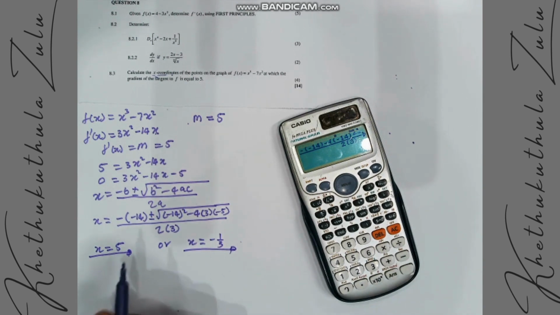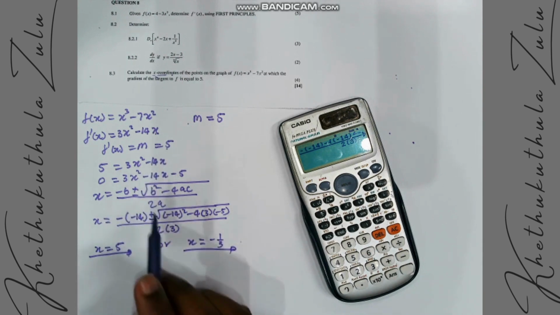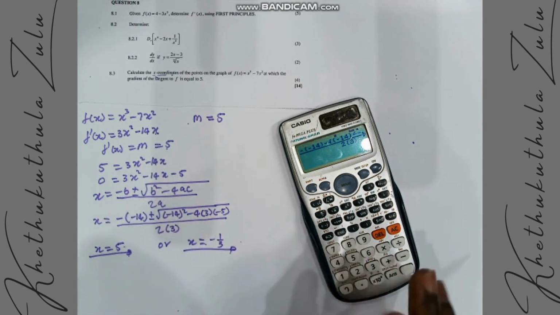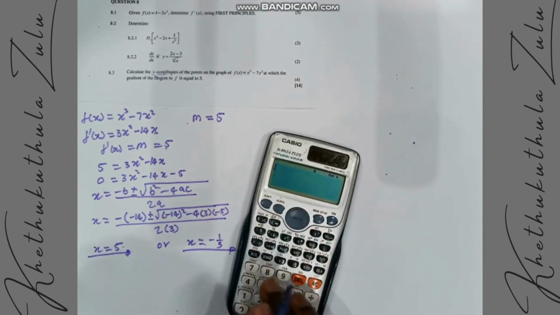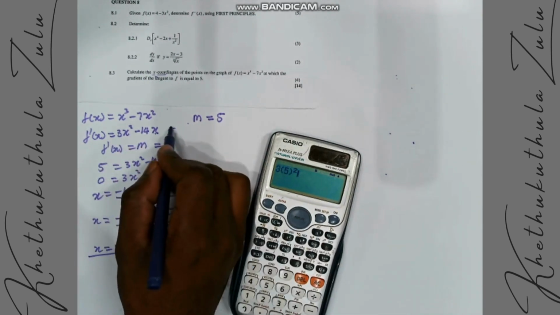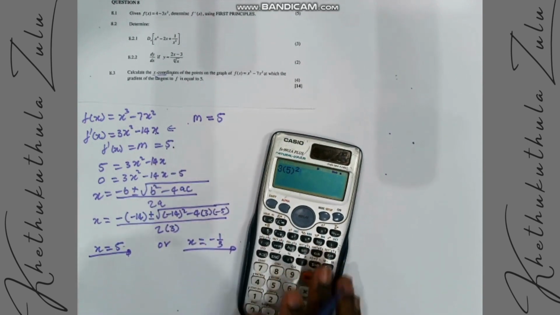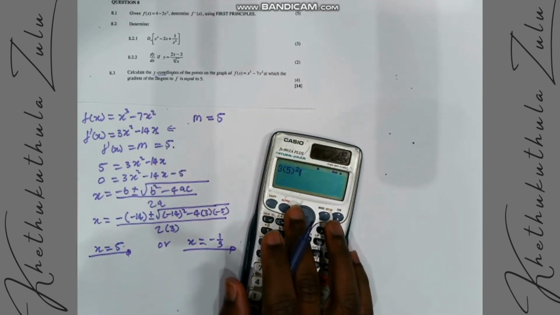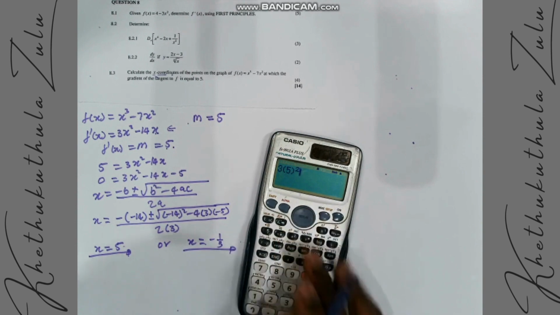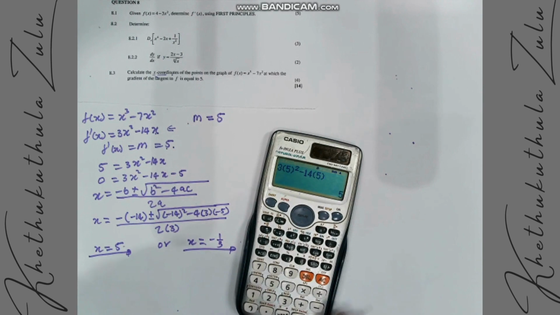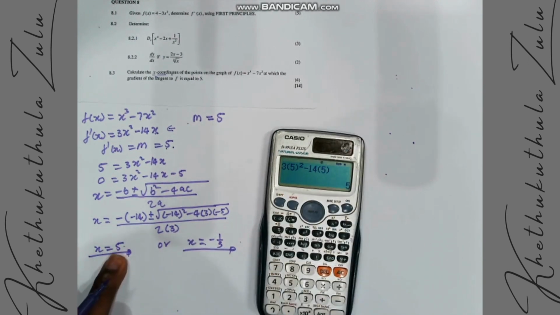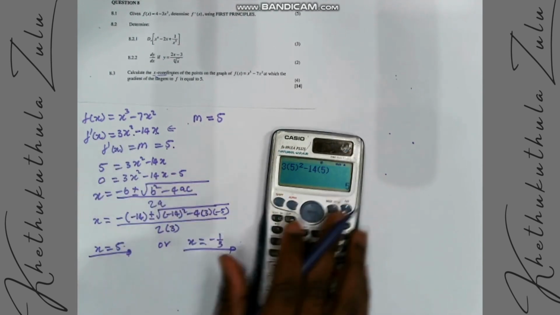Let's check, because one of these x coordinates has to give us a gradient which is 5. So we need to check which one is the x coordinate that we want. Now let's check. From 3 into 5 squared, we're checking here because it has to give us the gradient of 5, then minus 14 into 5. Do we get 5? Yes, we get 5 when I'm substituting 5 in this derivative.